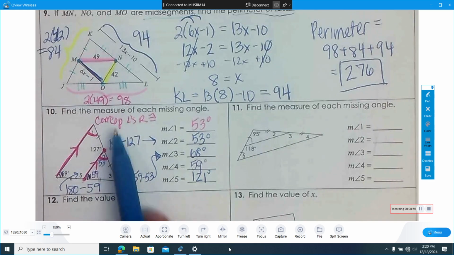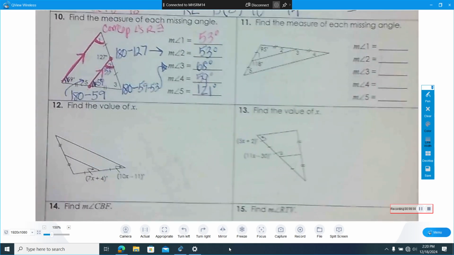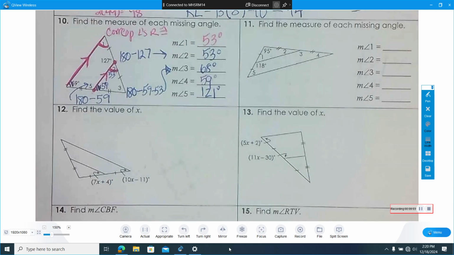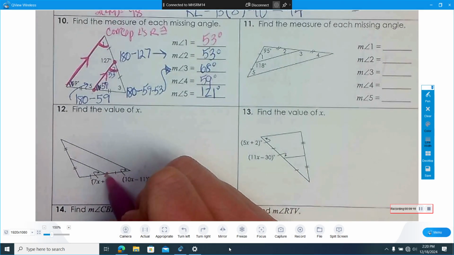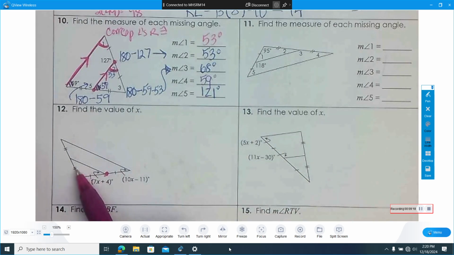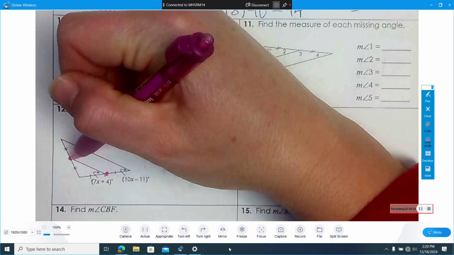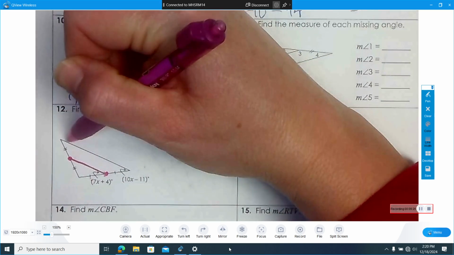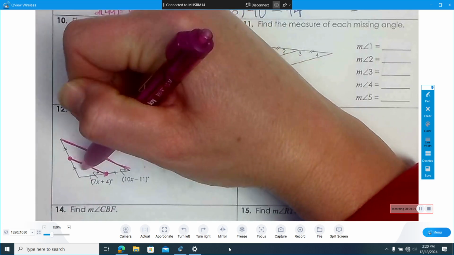Okay, so we have corresponding angles, definitely something to look out for because of parallel lines. Let's look at number 12. On number 12, we want to find the value of x. So again, I'm looking at my picture here, and I see that I have two congruent segments, which gives me a midpoint, and another pair of congruent segments, so that must be another midpoint, and therefore I have a mid-segment, which is parallel to the third side, so we have parallel lines.